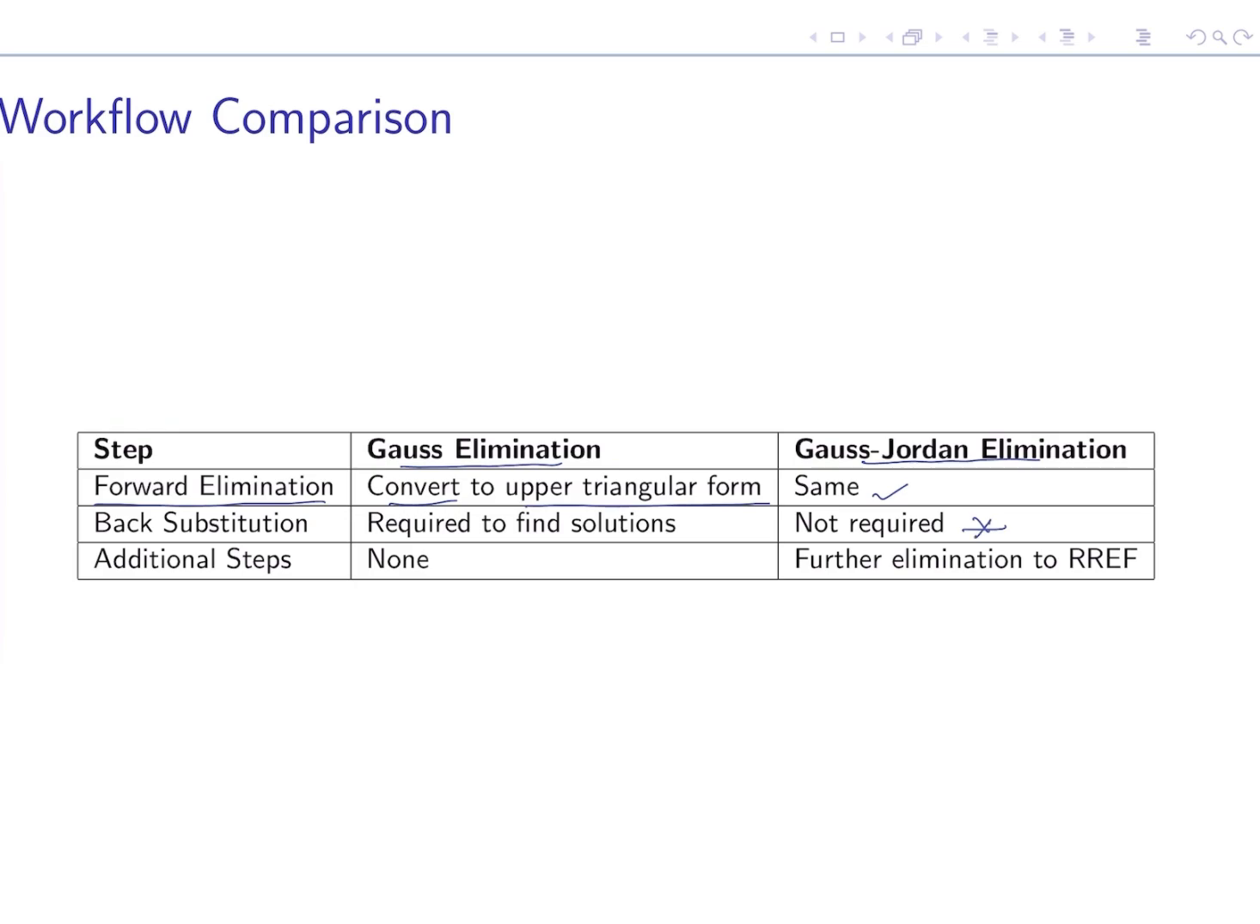And additional steps. An additional step is not there in Gauss elimination because we have to convert into a triangular form and then we do back substitution. Okay. But in Gauss Jordan elimination, yes, further elimination is required to reduce to RREF, reduced row echelon form. Okay, these are the two key differences between Gauss elimination and Gauss Jordan elimination.